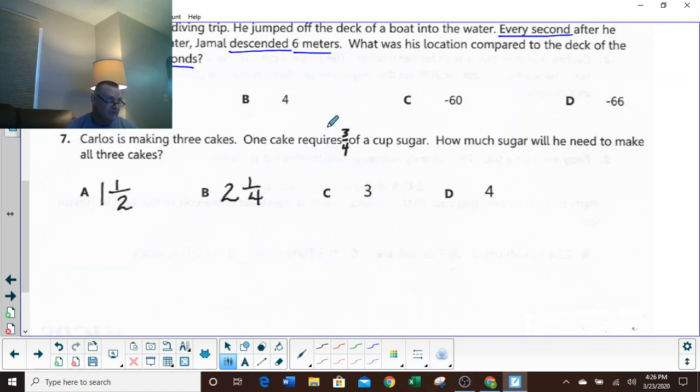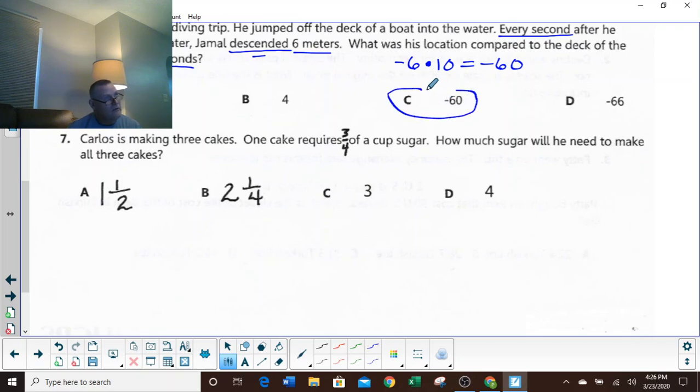So think about it. If he descends 6 meters every second, then that means we could take, this is negative, we could take -6 and multiply it by the 10 seconds. And we would get -60. Geez, poor guy, I hope he can swim. 6 meters, man, that's going to be tough right there. Maybe he's got a mask or some kind of air on his back or a tank or something.